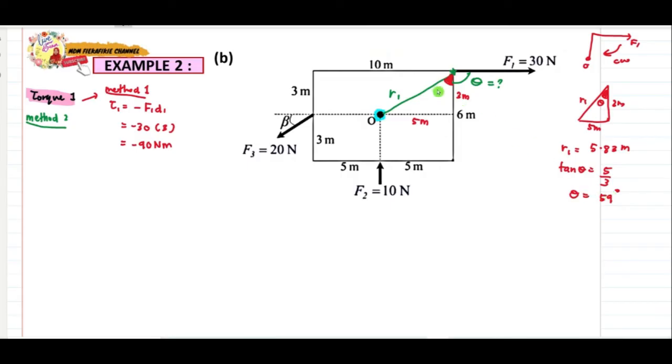Okay, so this here is 59 degree. The green color, the whole angle here, is the angle between R1 and F1, which should be equal to what? 59 degree plus 90 degree. So it will be 149 degree. Okay, so for method 2, if we draw from O, we have R1 with its value, and then we have F1. Again, the angle is equal to 149 degree and the direction is clockwise direction.